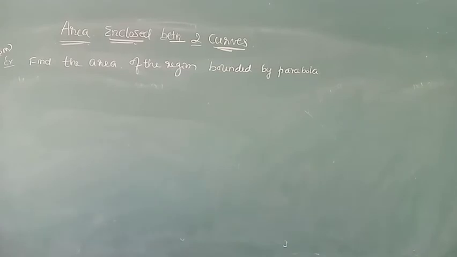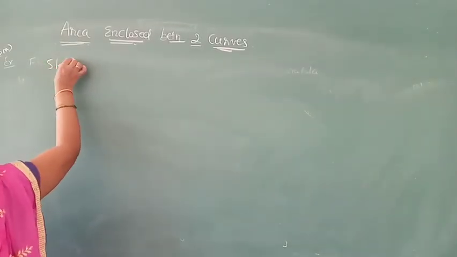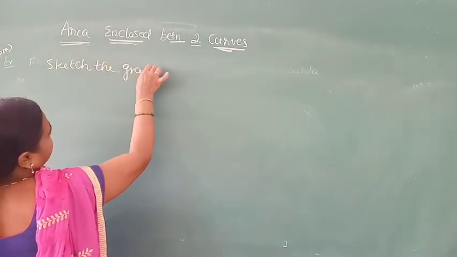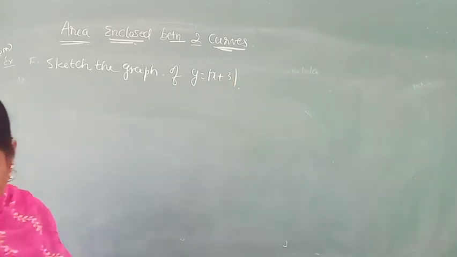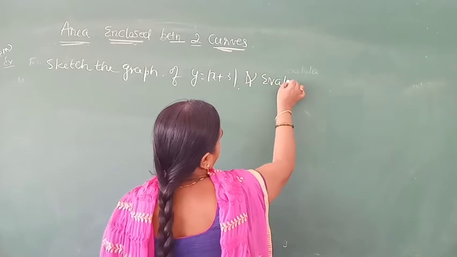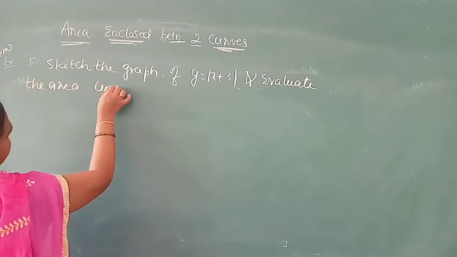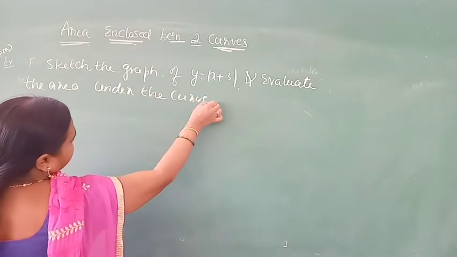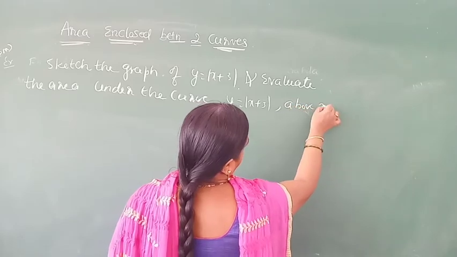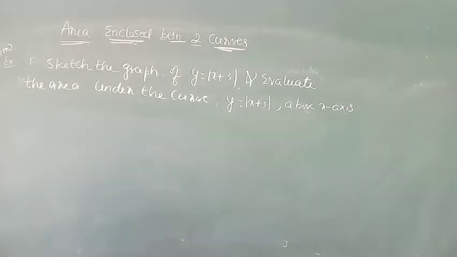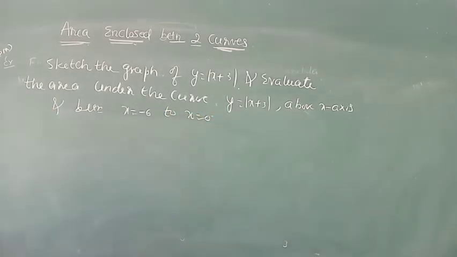Next example is: sketch the graph of y equal to modulus of x plus 3, y equal to mod of x plus 3, and evaluate the area under the curve y equal to mod x plus 3 above x axis, between x is equal to minus 6 to x is 0.